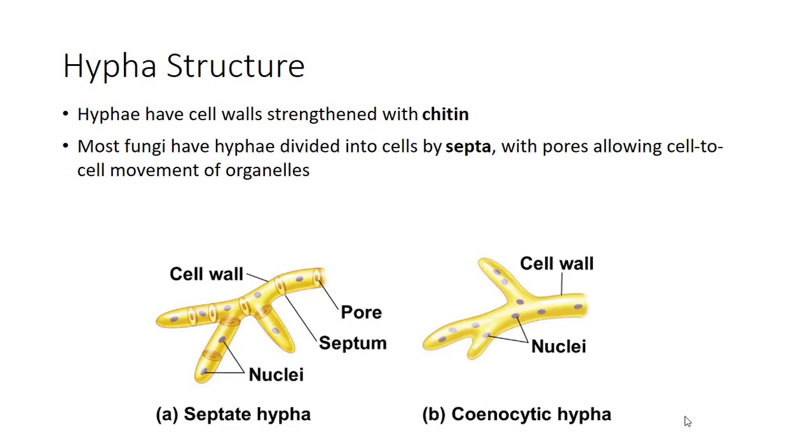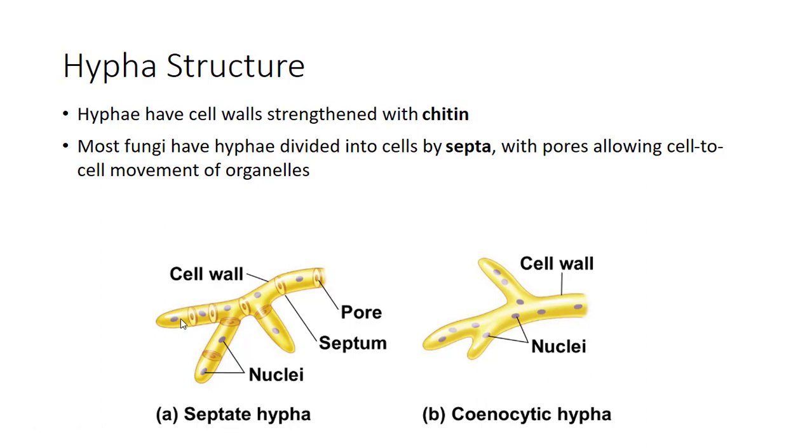Most fungi have their hyphae divided into cells by divisions called septa. So if you look at this hypha here on the left-hand side, this hypha has these little coin-shaped structures that you're seeing there, and each of these structures is called a septum, or plural septa. Not all hyphae will have it, but most of them will. And these septa separate the cells.